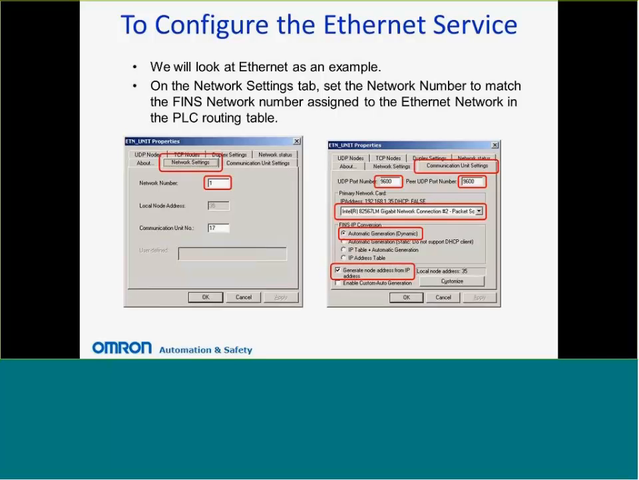Over on the Communication Unit Setting tab, you can configure things like the UDP port number of the computer and of your field devices. You can choose which Ethernet card in your PC you are using, and then configure things like what we call FINS to IP conversion, which you would typically want to leave automatic, and also the node number in FINS of the computer, and again, you would want to leave that for generate auto from the last octet of the PC's IP address. Those are all the default values.